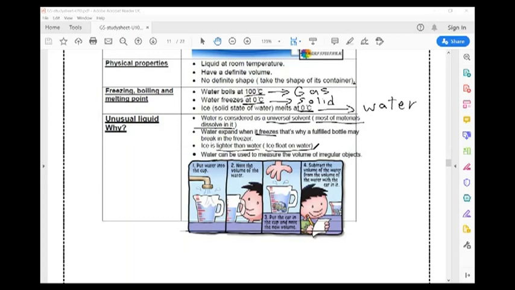Ice floats in water. Water can be used to measure the volume of an irregular object. We are going to explain this part at the end of this unit.